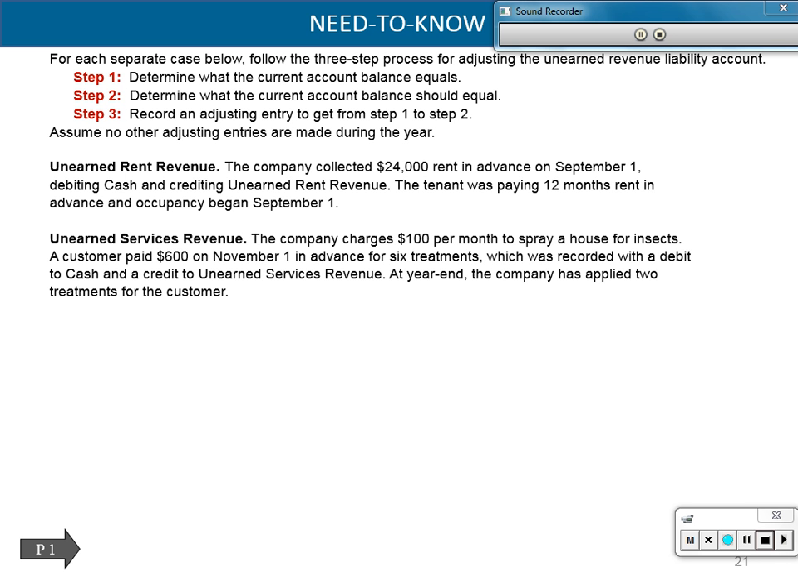Unearned services revenue. The company charged $100 per month to spray a house for insects. A customer paid $600 on November 1st in advance for 6 treatments. So for the first year, how many months are you going to account for? 2. November and December. And it said at year end, the company has applied the treatments for the customer.